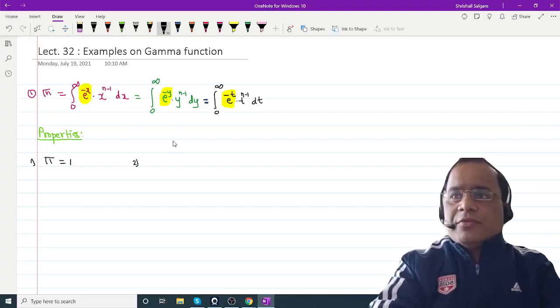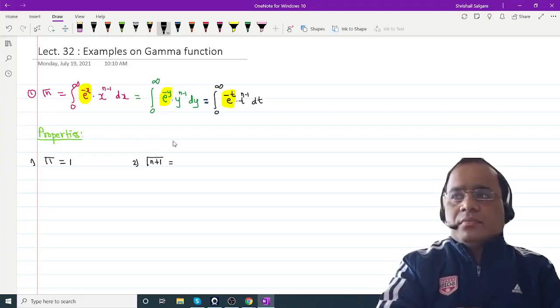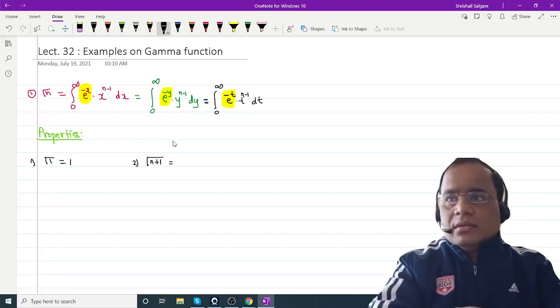The next property we saw, gamma of n plus 1 for any positive real number. Ruturaj Patil, what is gamma n plus 1 if n is greater than 1? It is also called the reduction formula for gamma function, that is, gamma n plus 1 is written in terms of gamma n again. Yes, very good. It is n into gamma n.